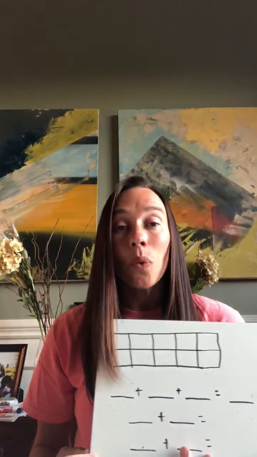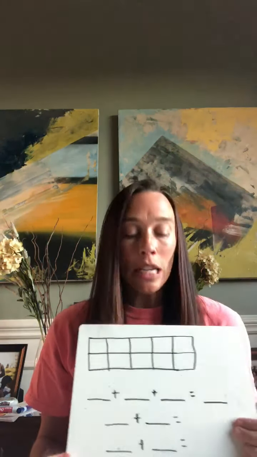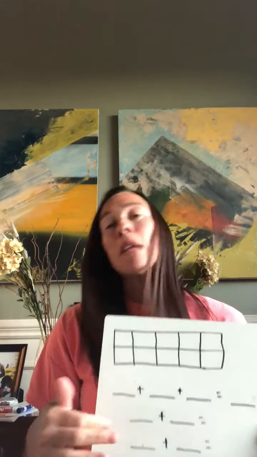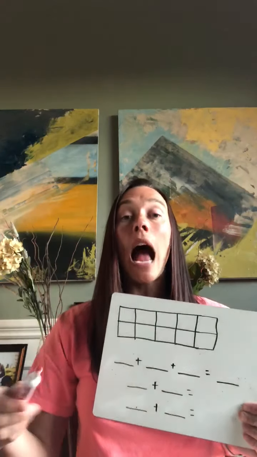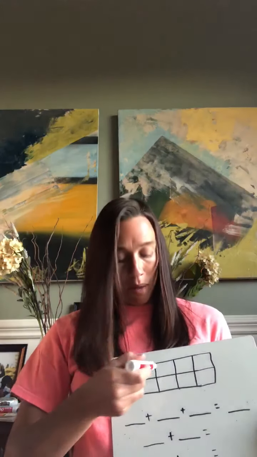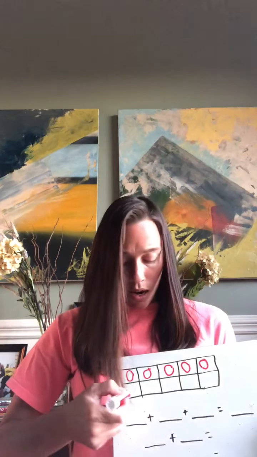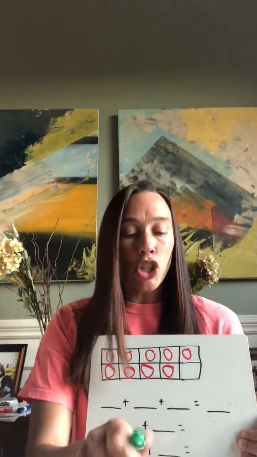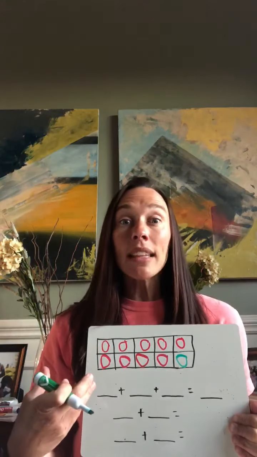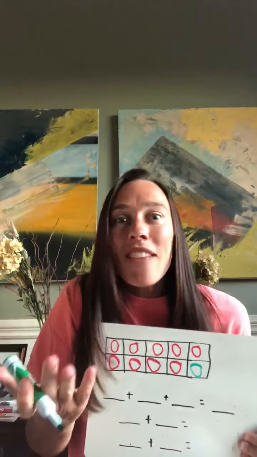All right, so now let's go for another one. Are we ready? This one says, Anne has 9 red balls and 1 green ball. She also has 2 blue balls. So how many balls does she have in all? Well, first things first, I'm going to draw it out in my 10 frame. So here are her 9 red balls. Well, then it says she has 1 green ball.